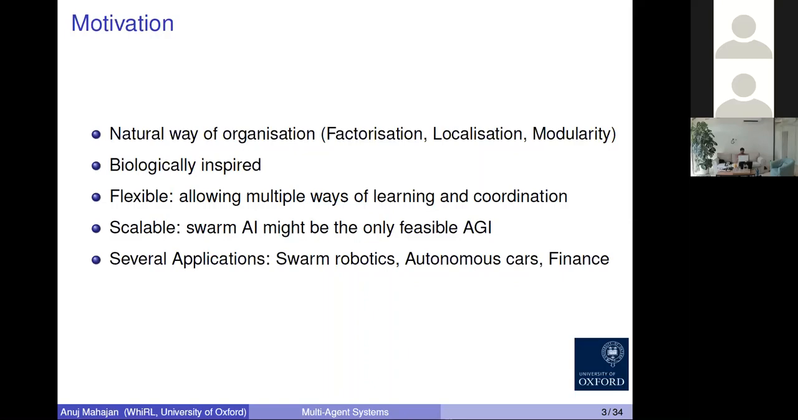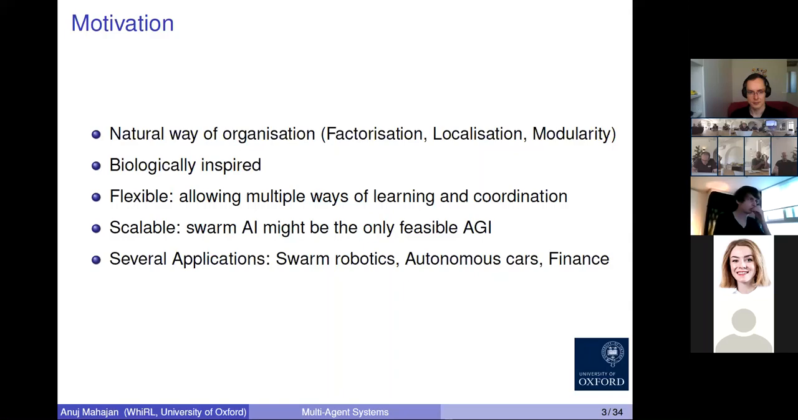The third most important thing about multi-agent systems is their flexibility, because different agents coming into the system offer multiple ways of learning and coordination amongst themselves. And I think that's very important because depending on the task, you always want to have this capacity to coordinate on the go and establish some nice optimal behavior for your problem.